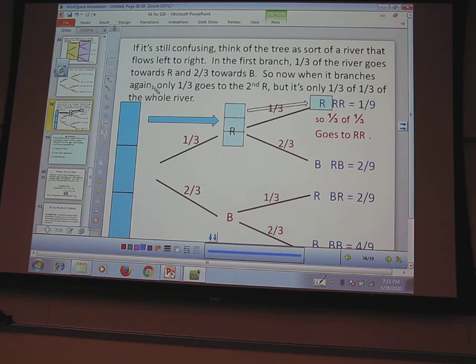1/3 of it goes to a second red, 2/3 goes to blue. But that third that goes to red isn't 1/3 of the whole river. It's 1/3 of a third of the river, right? Because you already branched once before. So, are you guys following? So it's 1/3 of a third.